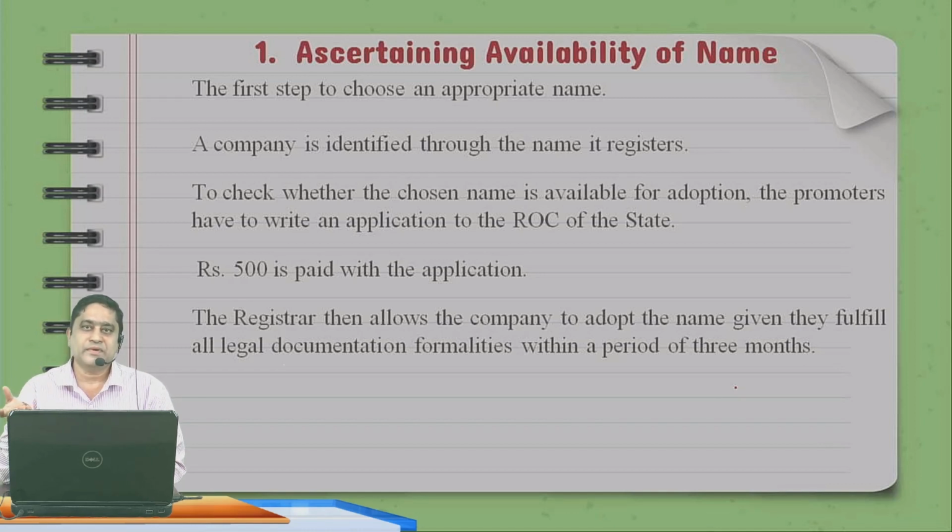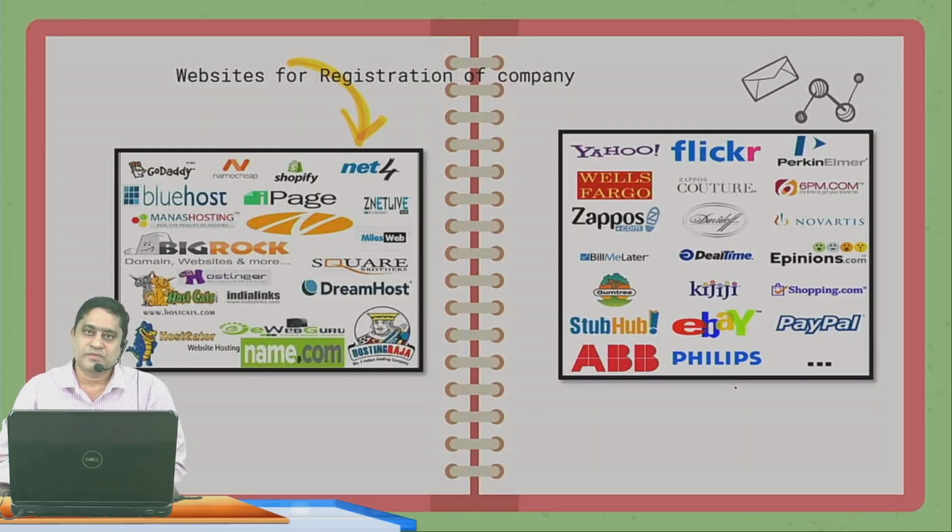Once this name is kept reserved, and once the ROC allows them to choose that particular name, the promoters have to fulfill all the legal documents related to the registration of the company, that is called incorporation of the company, within 3 months. Normally there is also a procedure for the registration of the website. These are the different websites of the companies, and these are also registered with the ROC.